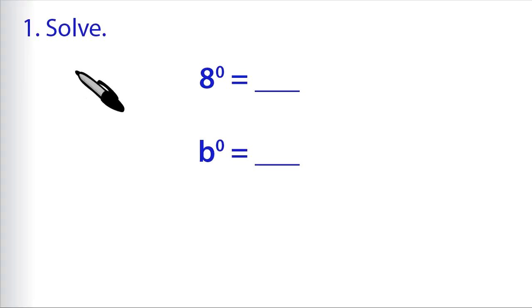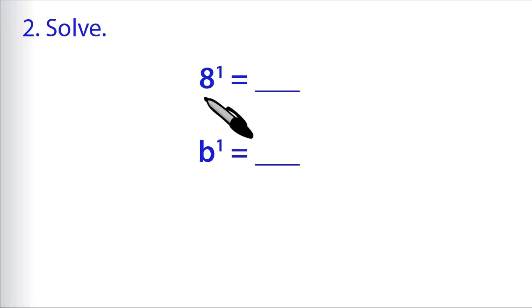For our first problem, we need to solve these two exponents right here. We have 8 to the 0th power, and if you remember from the video, any number raised to the 0th power is 1. Doesn't matter what the number is. And here we have an unknown. We have b raised to the 0th power, and even though we don't know the value of b, we know that since it's raised to the 0th power, it's 1.